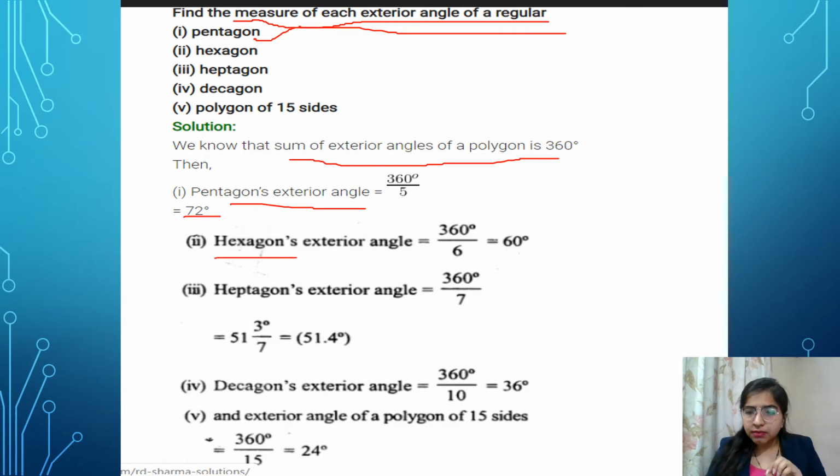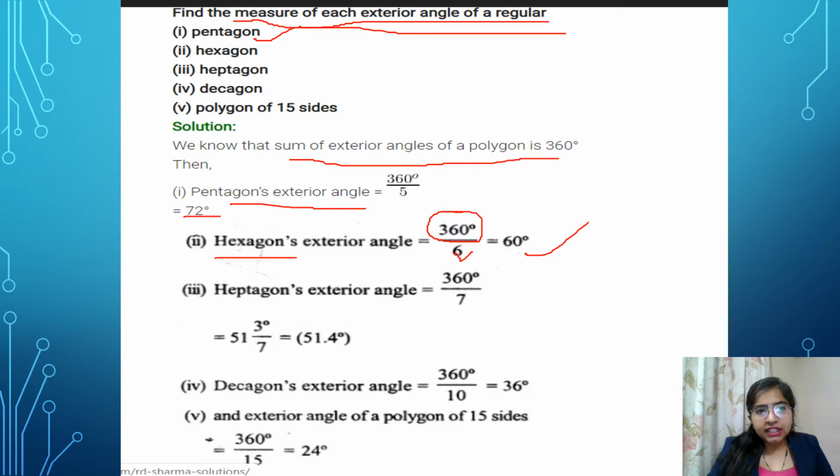Next is the hexagon. A polygon with 6 sides, right? To find the exterior angle of a hexagon, first you take the sum of exterior angles, that is 360 degrees, then divide it by the number of sides of the polygon. A hexagon has 6 sides, so you divide 360 by 6, and using the table of 6 you can cancel and get 60 degrees.